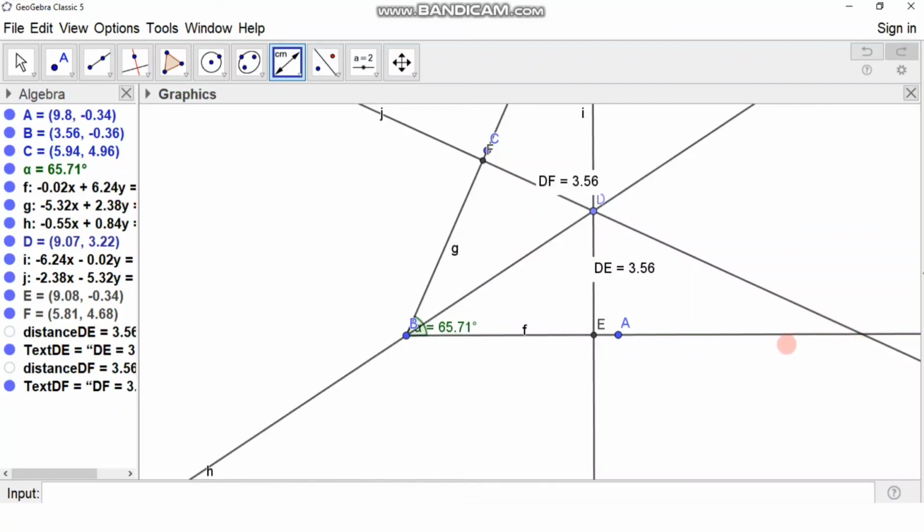So this is how we have verified here the angle bisector theorem. I hope you understand this concept.